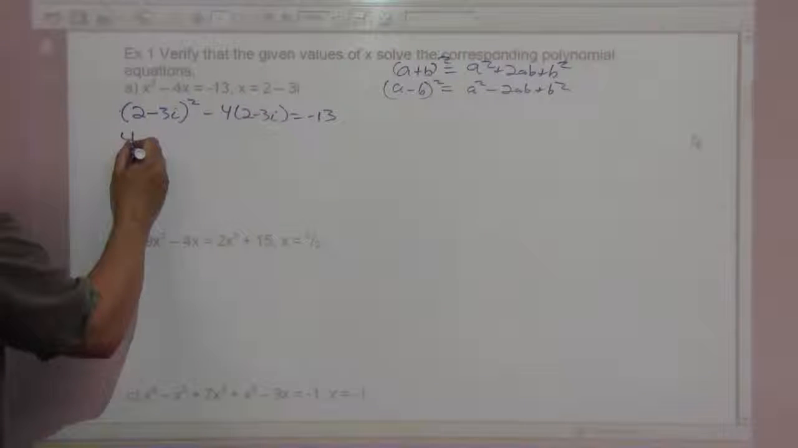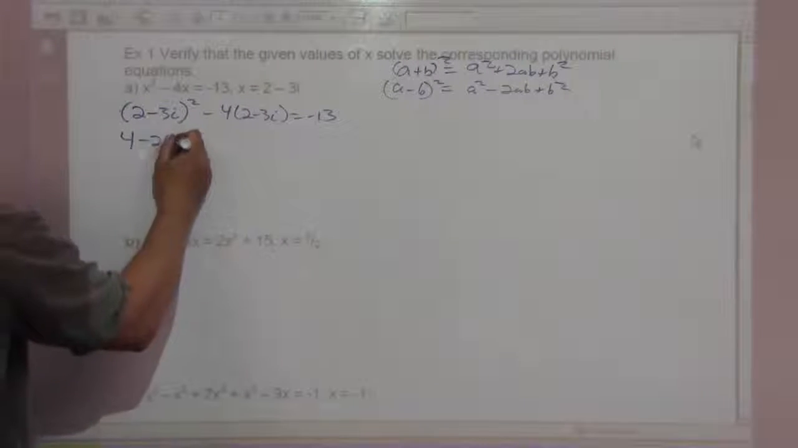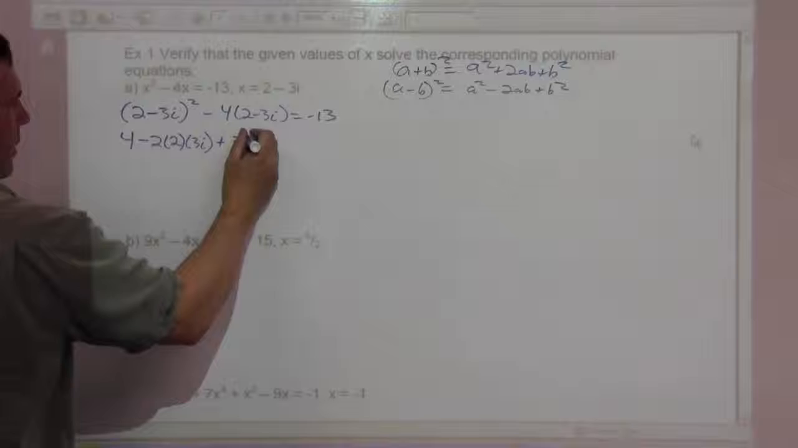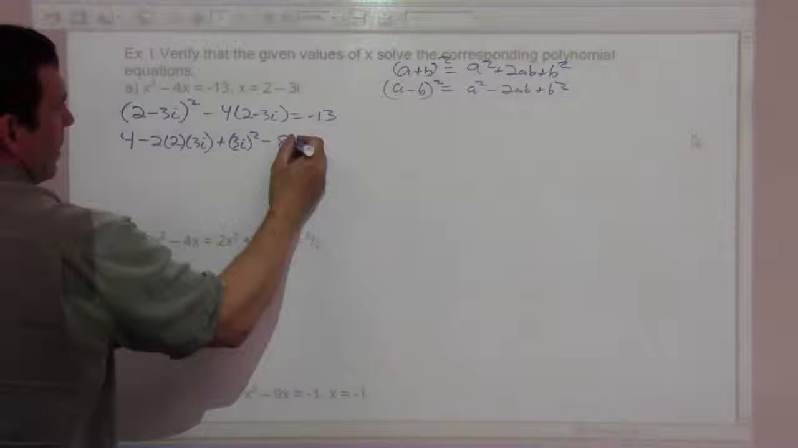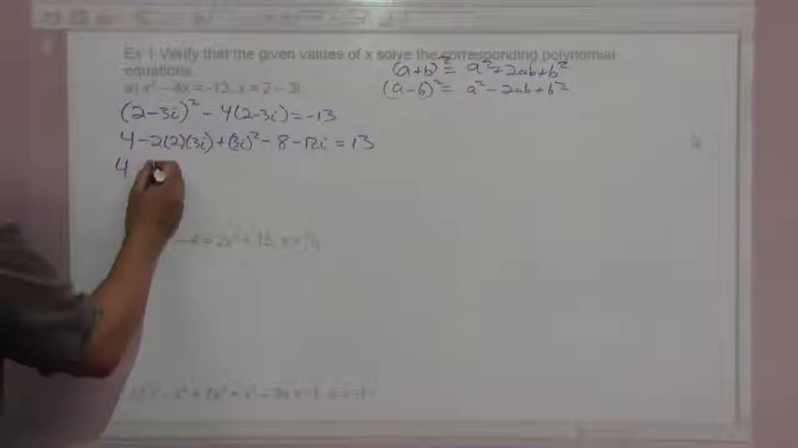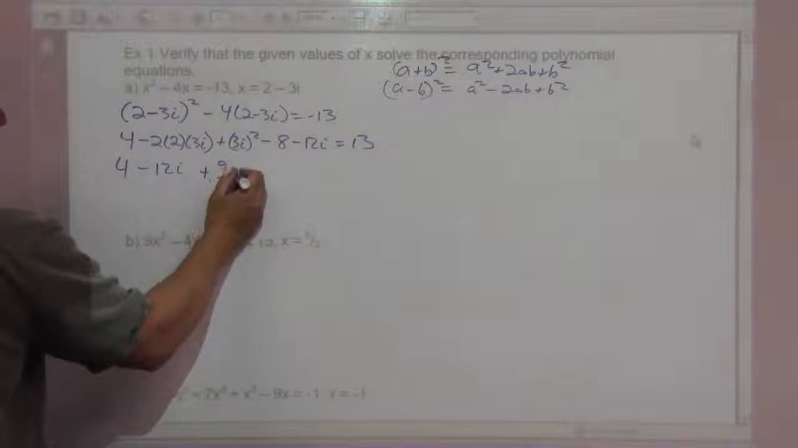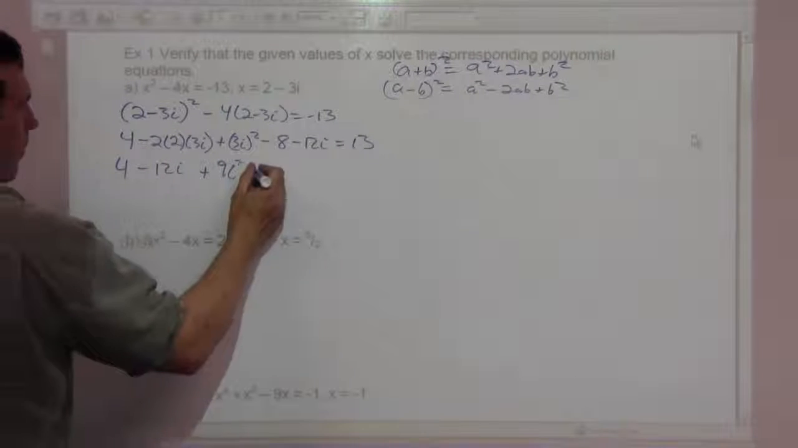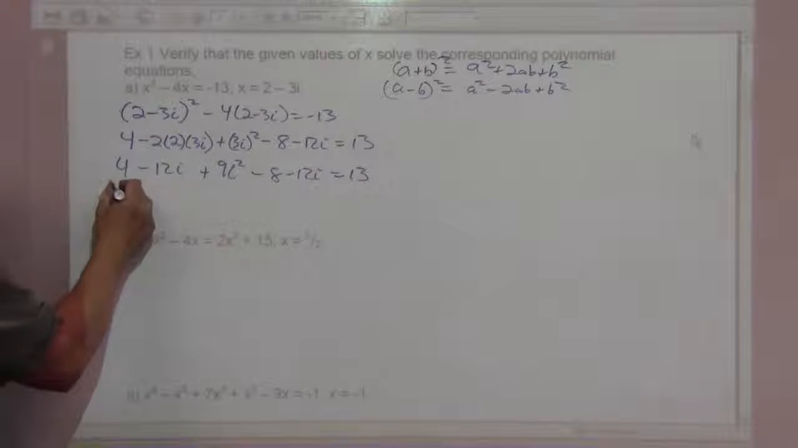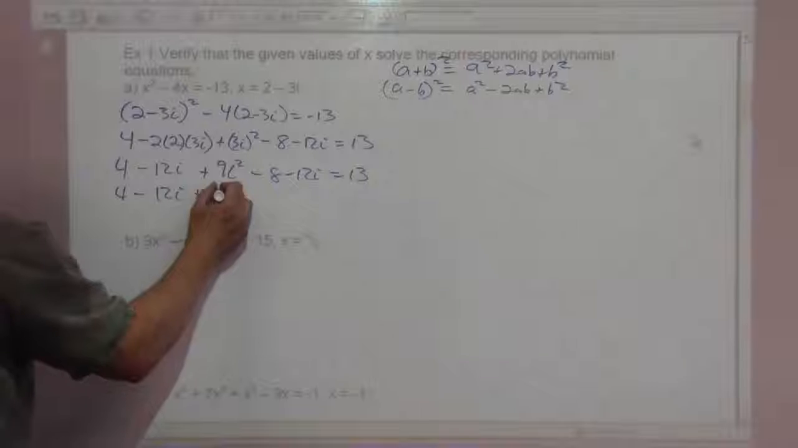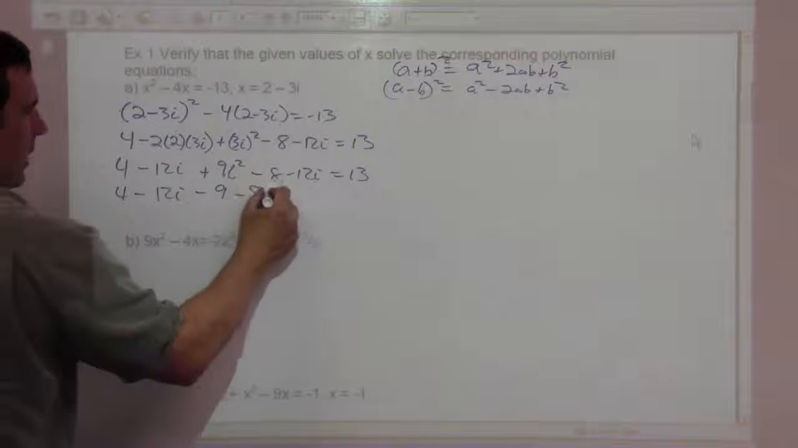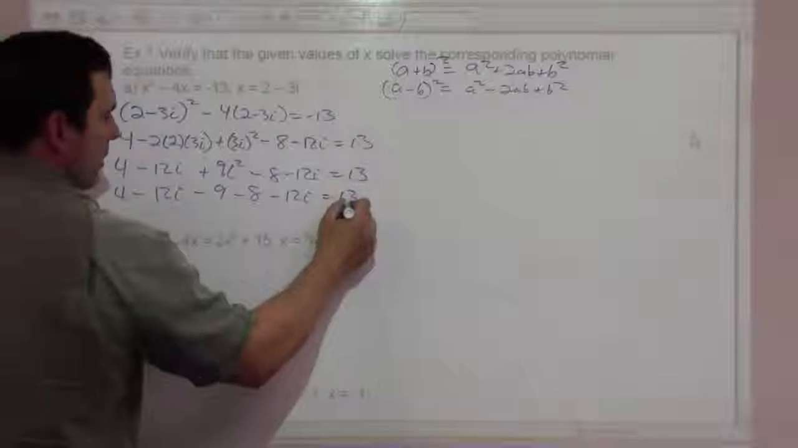That's going to be 4 minus 2 times 3i plus (3i) squared, minus 8 minus 12i, equals negative 13. This is 4 minus 12i plus 9i squared, minus 8 minus 12i. So we have 4 minus 12i, I should say minus 9, because i squared is negative 1, minus 8 minus 12i.